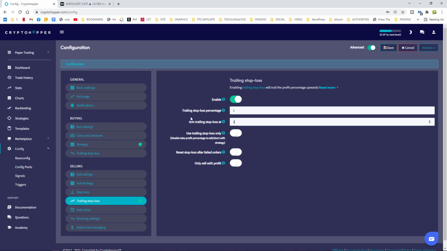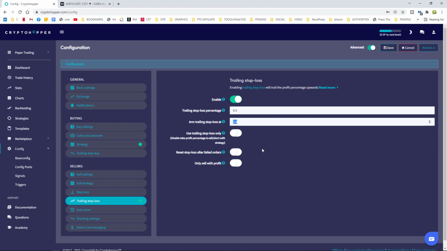Enable that. It's trailing stop loss percentage. This is where the juicy bit comes in. Now, in the beginning, I used to have my trailing stop loss set to activate at 1.4, and I had my trailing stop loss percentage at 0.5, and yeah, I was getting good trades. Sometimes I was getting 2 or 3%, and then it would drop 0.5% and sell. So that's what that does.